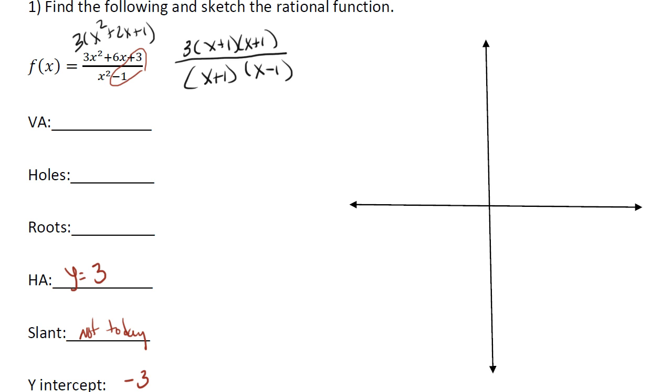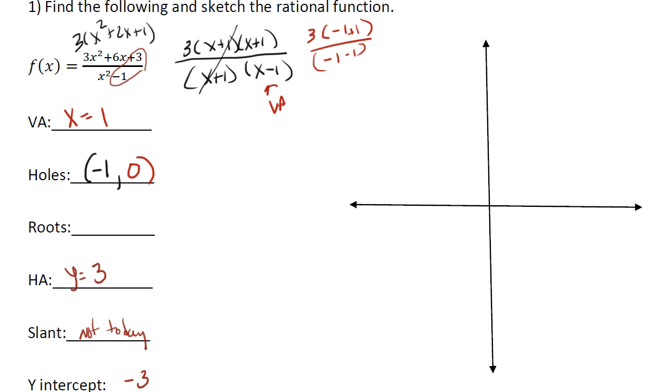All right, so if it cancels out, it's a hole. So the x plus 1's cancel. So the hole has to be at negative 1, because that would be what makes it go away. And then what I do is I take negative 1 and plug it into what's left. So this would be 3 times negative 1 plus 1 over negative 1 minus 1. The numerator is 0, so the whole thing is at 0. The hole's at negative 1, 0. The vertical asymptote is the downstairs. So it says x minus 1. The vertical wants to be x equals 1.